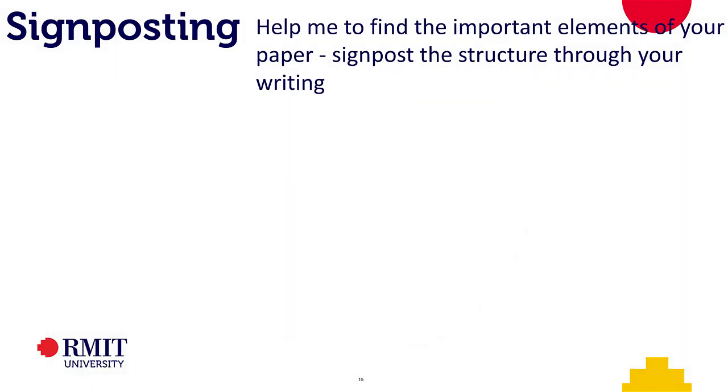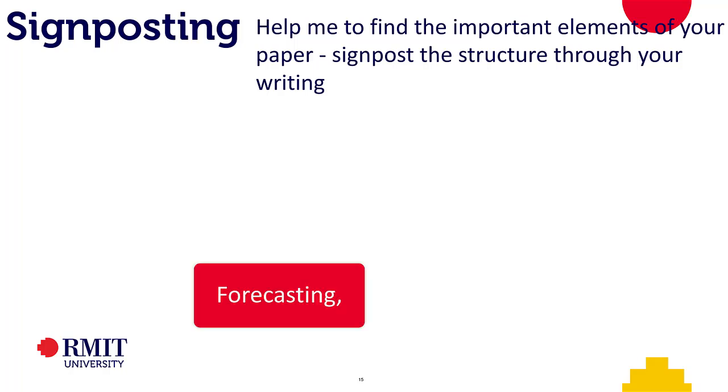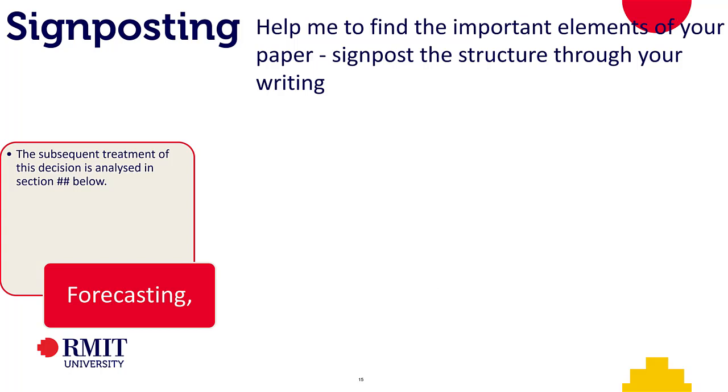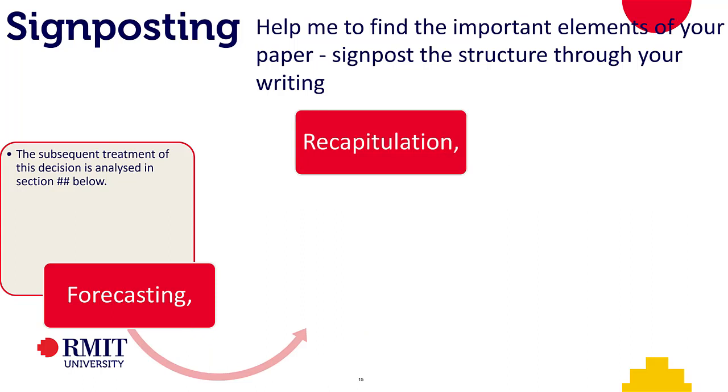I mentioned before the idea of signposting. Signposting helps me to find the important elements of your paper. So signpost the structure through your writing. Sometimes you need to forecast, so you need to say something that is going to be dealt with later on. By just telling me that you're going to deal with something in more detail later on, I'm not saying, didn't you think about X, Y, and Z?